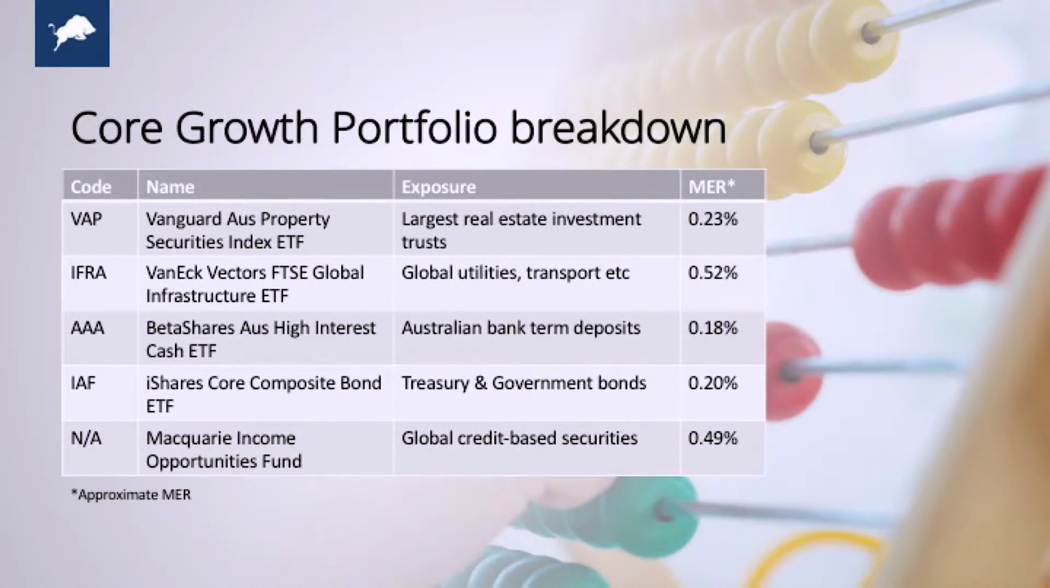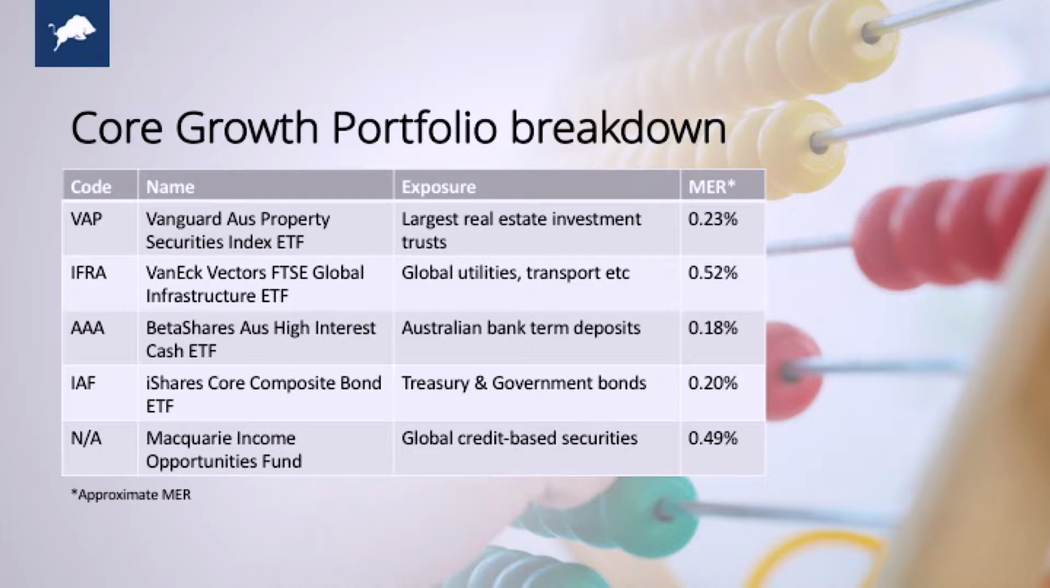Now, continuing on, we've got two property exposures within this portfolio. We've got an Australian one, which is Vanguard. That invests in listed real estate investment trusts, or AREITs, as they're known in the business. Also, then we've got the Van Eck Global Infrastructure. What that's giving us access to and giving our clients exposure to is global infrastructure assets. So we're talking like toll roads and utilities and gas pipes, etc., all over the globe.